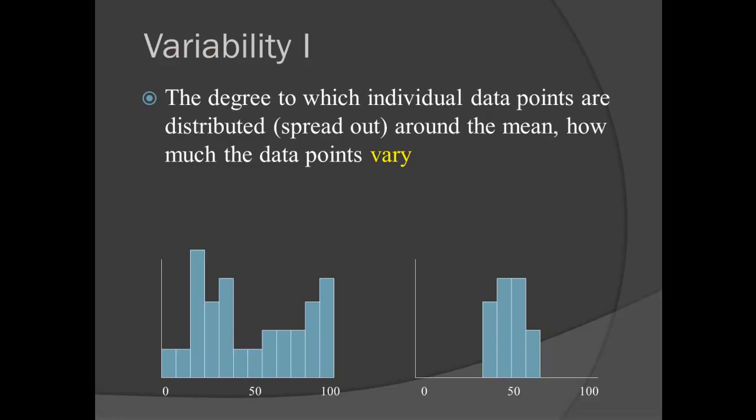Essentially, variability, you want to remember this definition, it basically just means the degree to which individual data points are distributed or spread out around the mean. An easier way to think about it: variability is just how much your different data points vary from each other and the mean. To illustrate this, here we have two graphs depicting two different levels of variability. If our mean was right here at 50, you would see there's very little spread here, where this one has a lot more spread, so we would say it has a greater amount of variability. Again, all that really is how spread out your data is around the mean, and the more spread out it is, the more variability you have.